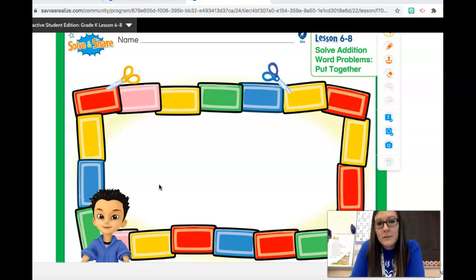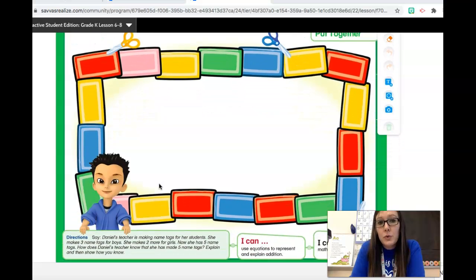Go ahead and push pause so that you can get the materials that you need. And when you're ready to go, come back and push play. All right, on this first page, I'd like to see what you can do all by yourself. Listen to this story and just see what you can come up with by working on your own.